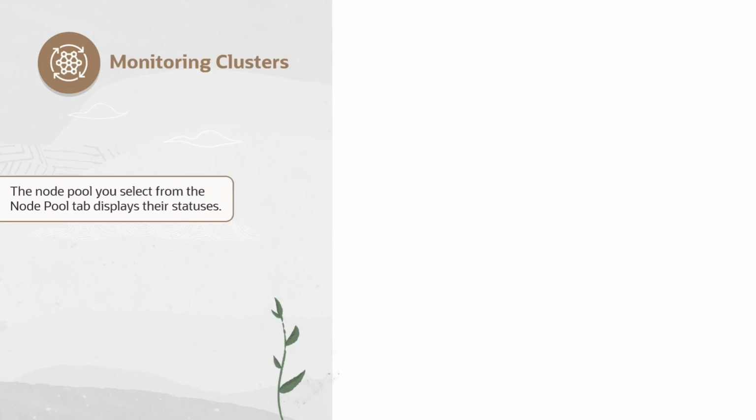Now let's shift our focus to the Node Pool tab, a vital area for understanding the status of individual node pools within your cluster. On this tab, you'll find a comprehensive summary of the status of each node pool in your cluster. Similar to clusters, node pools come with various statuses, each indicating a specific state in the lifecycle of your cluster. Let's break it down.